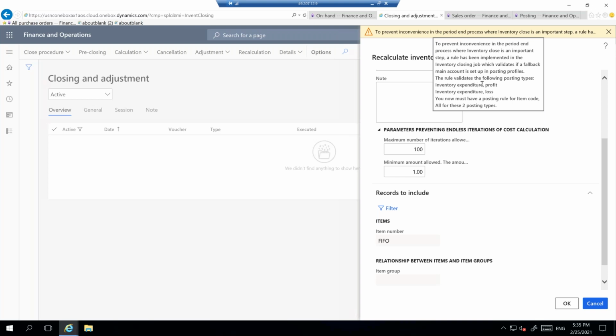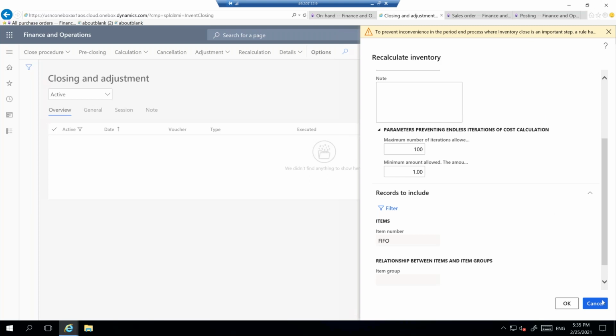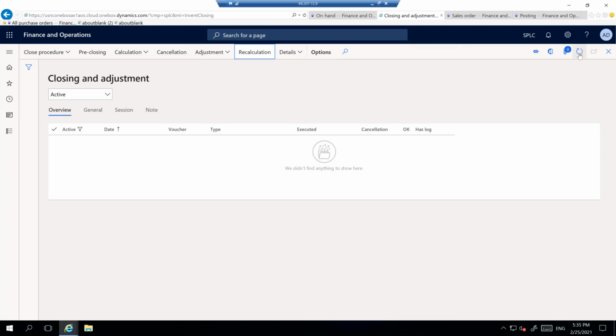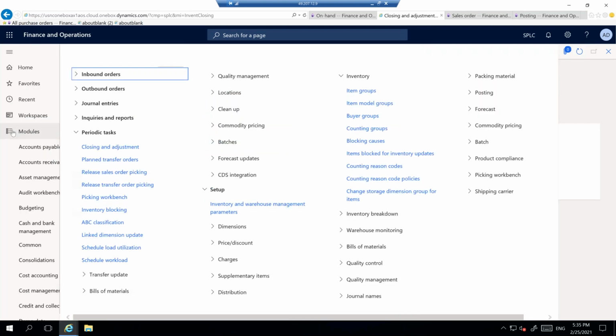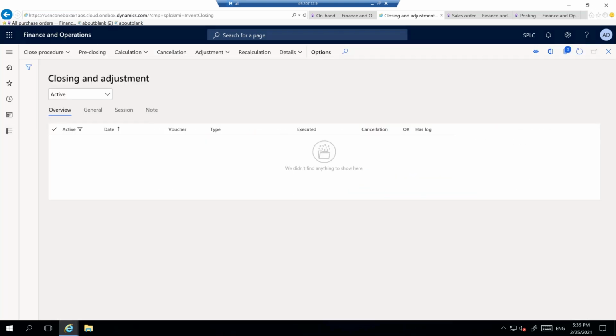Inventory expenditure profit, inventory expenditure loss. Okay, this I have mapped. Let me refresh one second, whether it is a refresh issue or not. Let me open inventory closing once again. Recalculation.